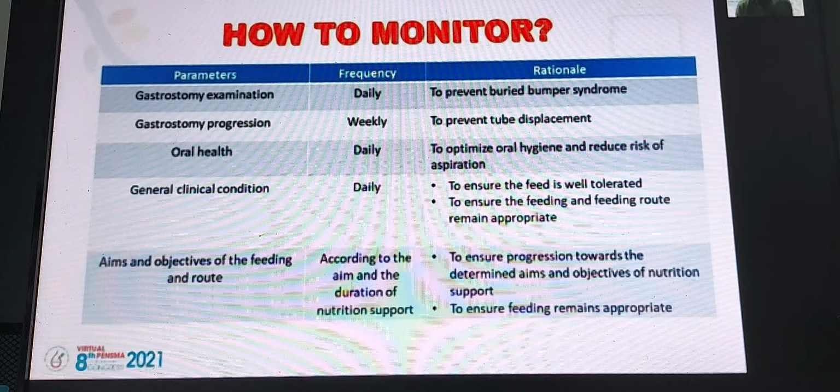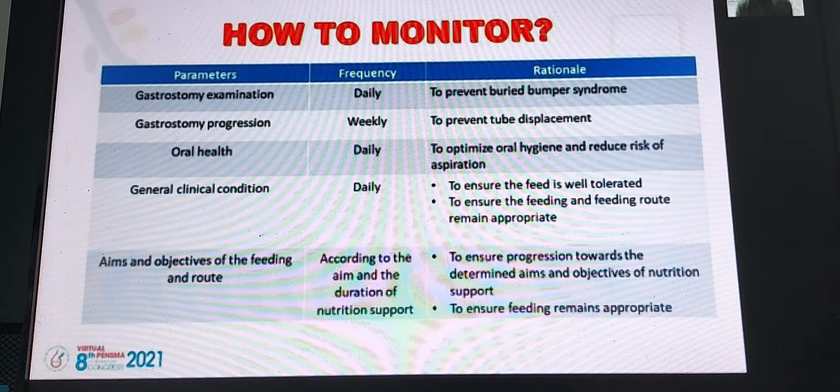Most of the time, the aims and objectives of the feeding and route are planned prior to starting the implementation. So these aims and objectives should be reviewed after certain periods of time, because you want to know whether the aims and objectives will be achieved, and also to ensure that the feeding regime still remains appropriate for the patient.